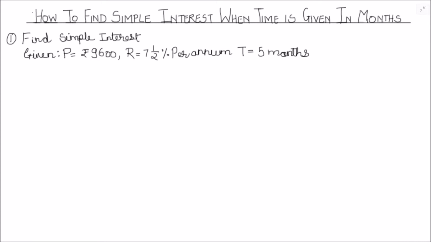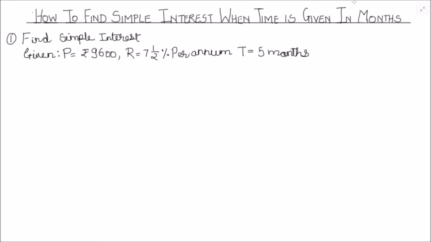Hello everyone, today in this video we are going to learn how to find simple interest when time is given in months. In this video we will be solving two questions where the time period is given in months. In our first question we have been given principal amount as 9600 rupees, rate of interest as 7.5% per annum and time period as 5 months, and we need to find the simple interest.